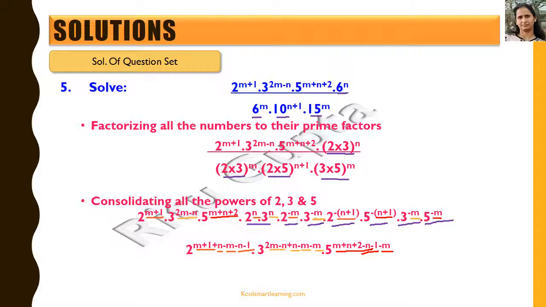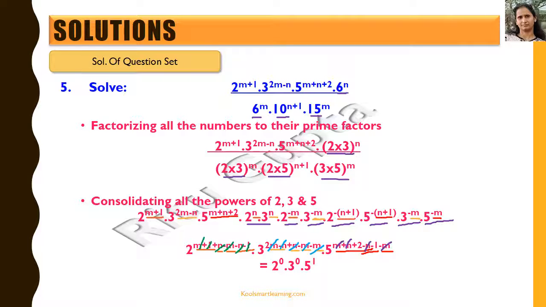So now if we see 2 raised to the power m plus 1 plus n minus m minus n minus 1, we'll cancel out minus m with plus m, minus n with plus n, and minus 1 with plus 1. Similarly, we'll cancel out minus n with plus n in the powers of 3, and we'll cancel out 2m with minus m minus m. Now coming to the power of 5, we cancel out m with minus m, we cancel out n with minus n, and we'll get 5 raised to power 2 minus 1.